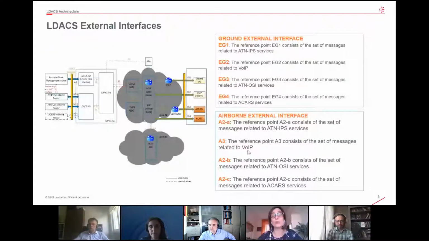LDACS is composed of two segments, the ground segment and the aircraft segment, and both segments shall support the following external interfaces. The interfaces for the ATN IPS messages, for the digital voice communication, for ATN/OSI, and for the ACARS.